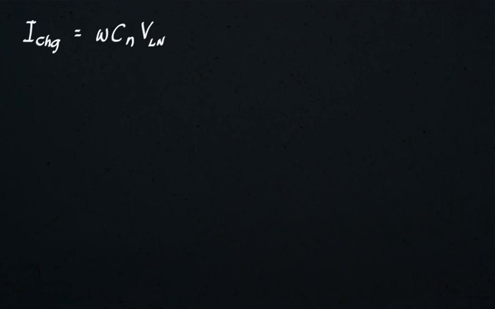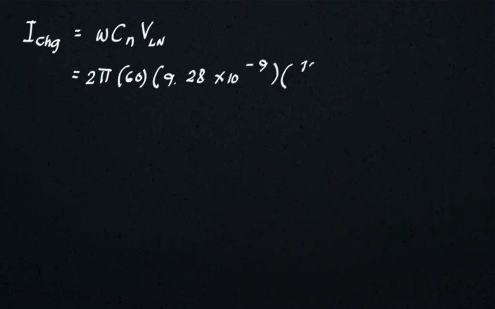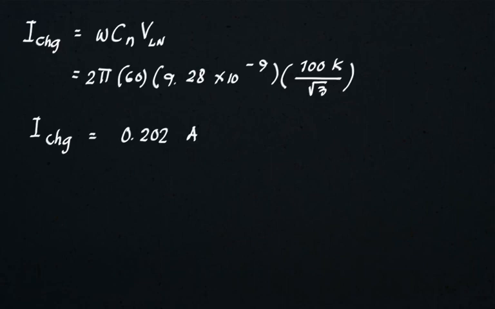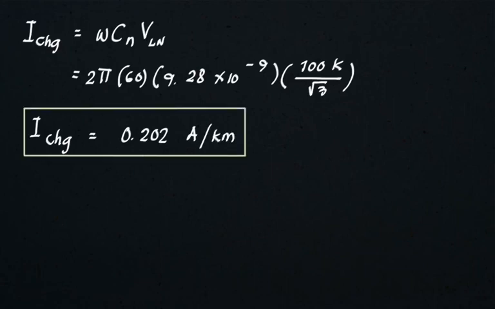Since what's available is Cn, the neutral capacitance, our voltage will be line to neutral also. So simply that's omega, then our capacitance to neutral, and the given line-to-line voltage of 100 kV, of course divided by square root of 3 to make it per phase. So the charging current here is in ampere per kilometer.